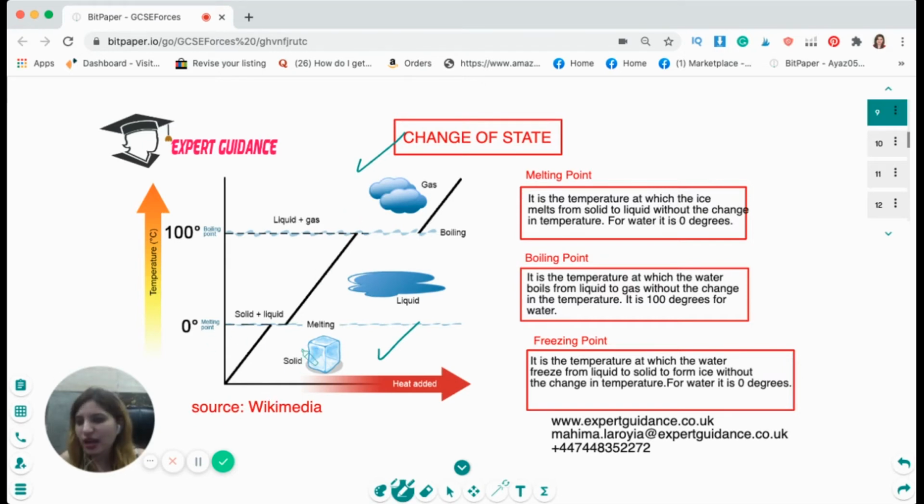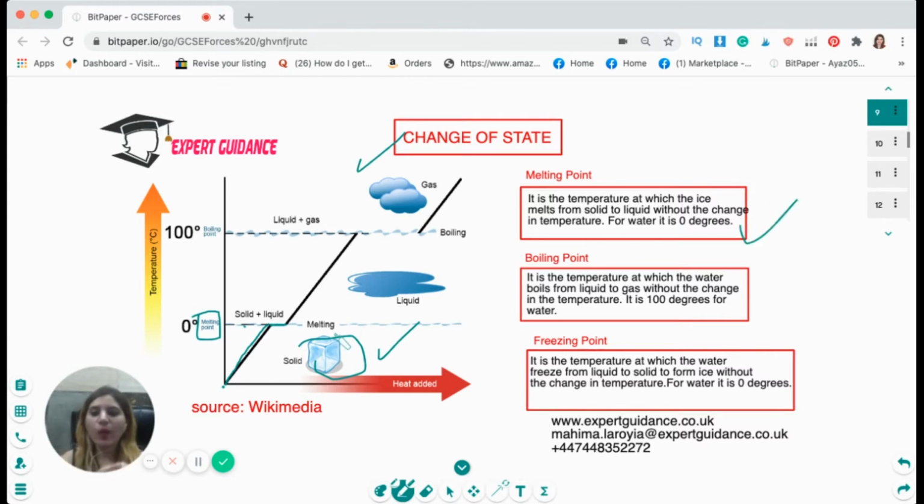Okay, so let's start from the start. Let's suppose we have a solid. Now, if you need to convert a solid to a liquid, you will heat the solid until it reaches its melting point. Now, the melting point of the solid is 0 degrees. As soon as the melting point is reached, there will be no change in temperature until all the solid is melted. So the graph becomes flat at the melting point. And melting point is the temperature at which the ice melts from solid to a liquid without a change in temperature, and for water it is 0 degrees.